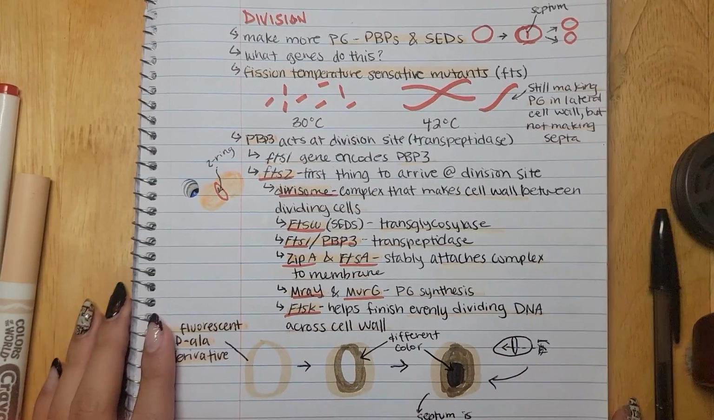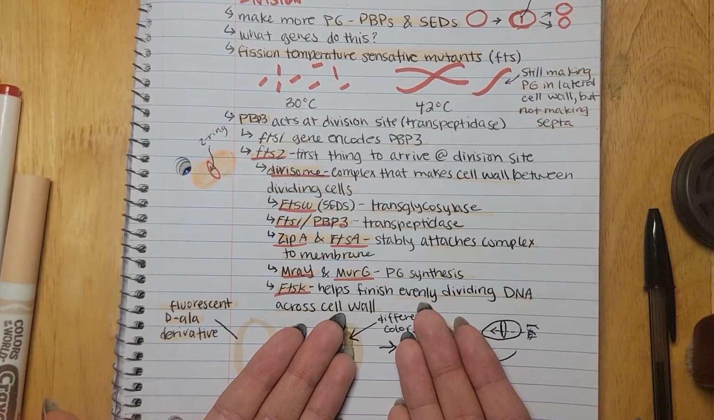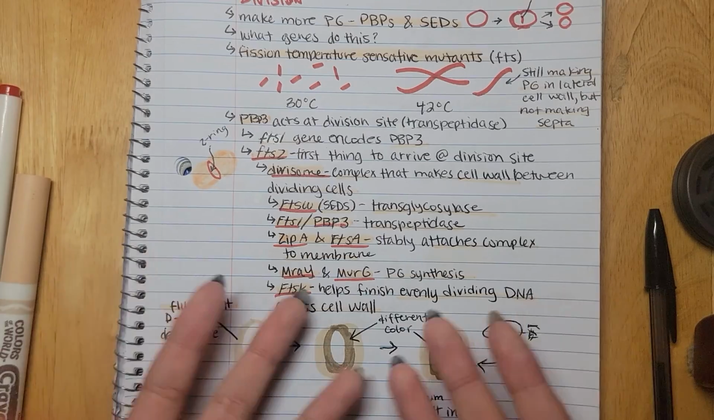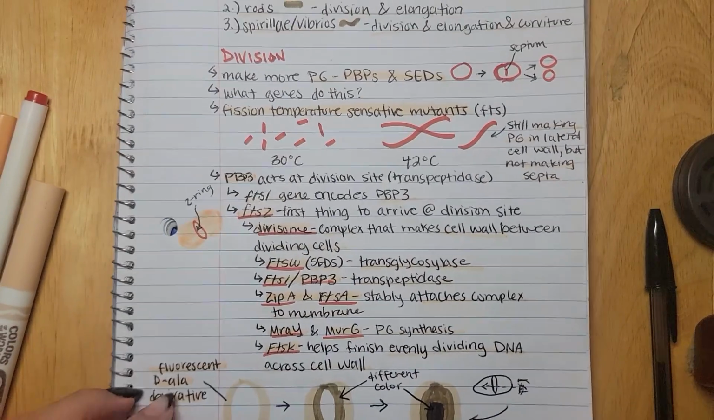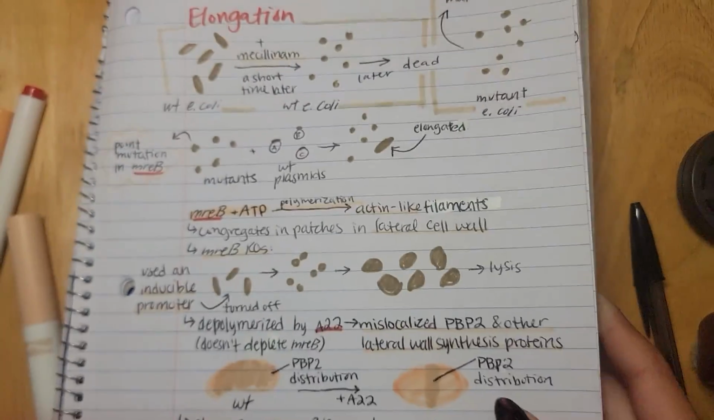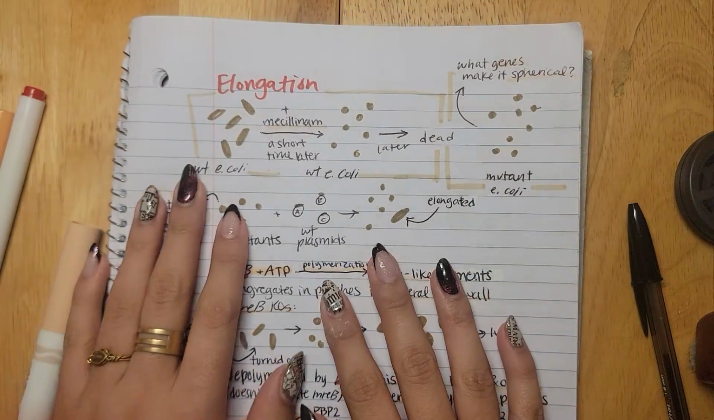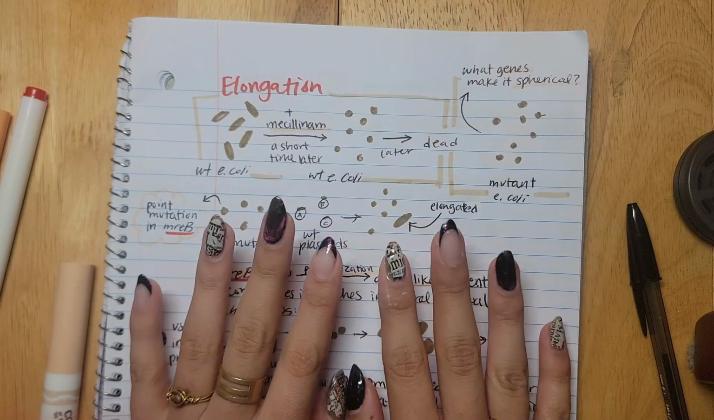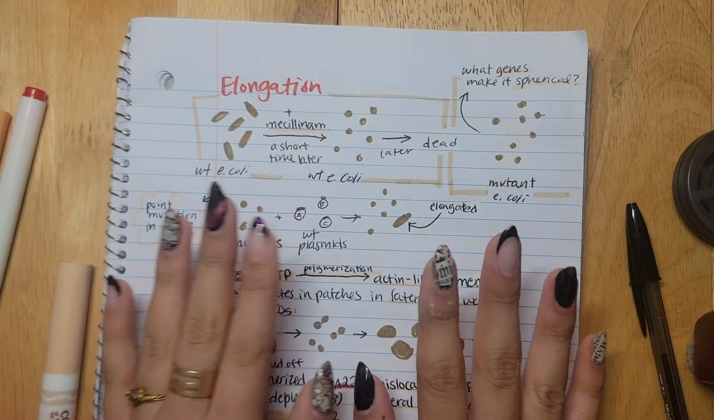And FtsK, which helps the dividing cell divide its DNA evenly so we don't have more DNA in one cell than the other. Which I feel like more DNA is not nearly as much of a problem as less DNA. I definitely don't want to be missing a chromosome. Anyway, I want exactly as many chromosomes as I have though.